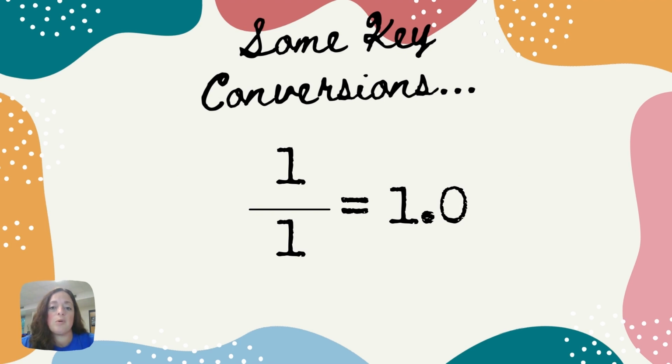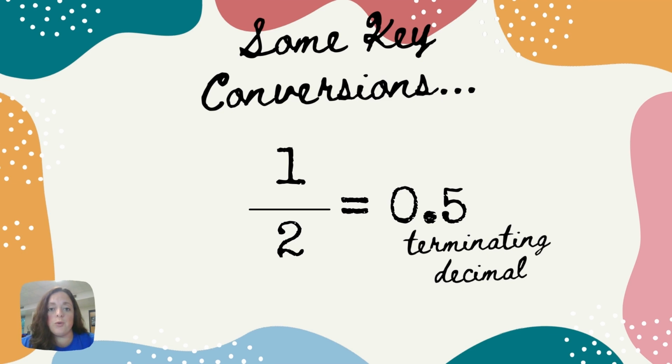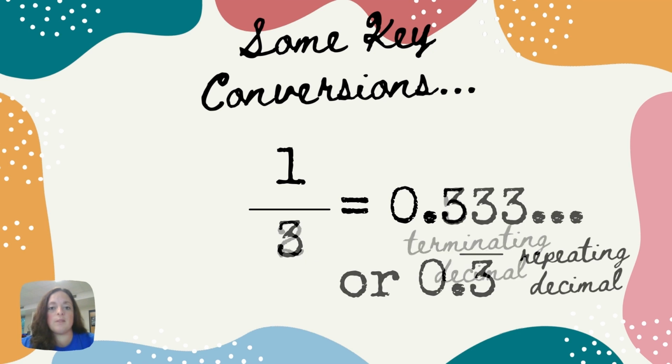Here are some really important conversions to try to memorize. It'll be really helpful in the future. 1/1, well, that's equal to 1. 1/2 is equal to 0.5, or 5/10. This is a terminating decimal. Terminating means it stops. It doesn't repeat. It doesn't go on randomly forever. It stops after the first 5.